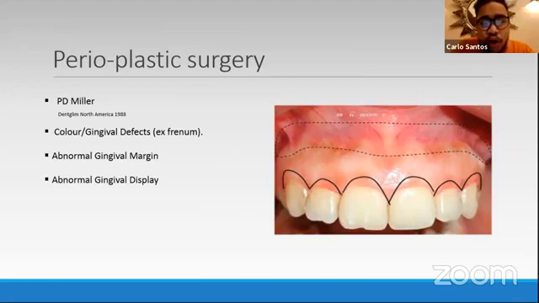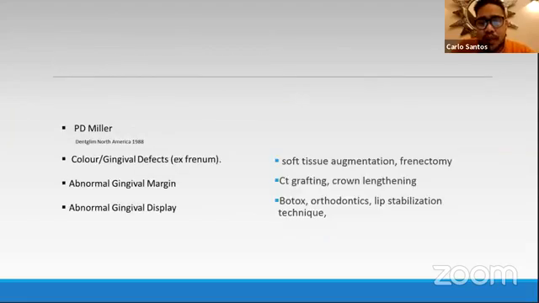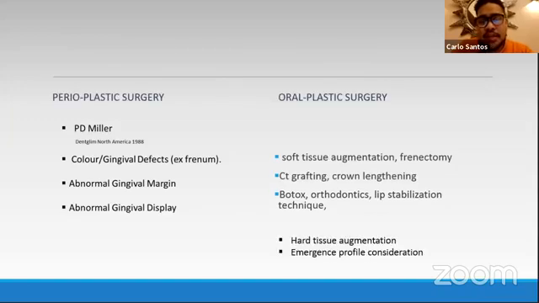It addressed the color of the gingiva and its defects, like for example, frenum. Perioplastic surgery also addressed abnormal gingival margin and abnormal gingival display. I coined it, we call it oral plastic surgery because it includes hard tissue augmentation, so these are bony exostosis and the likes. It also involves the pores present both in the palate and in the mandible. And oral plastic surgery also deals with emergence profile consideration. So for the GPs who do implants, the emergence profile of the implant is very important.